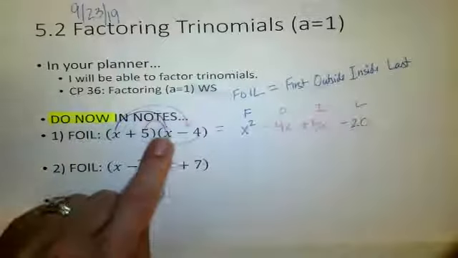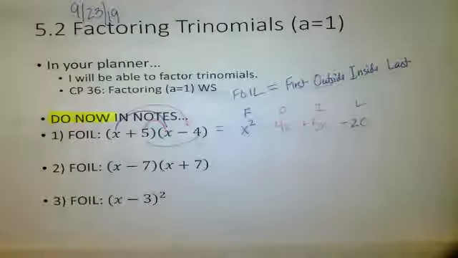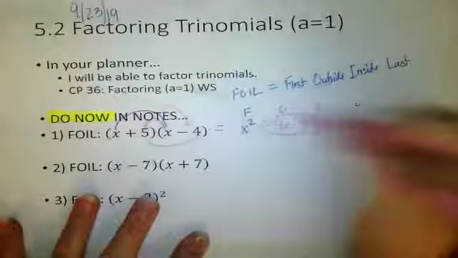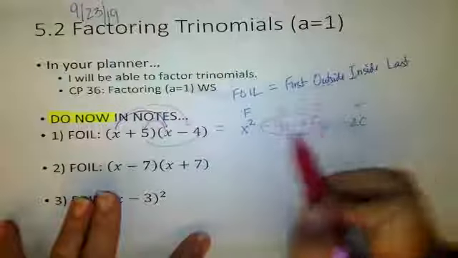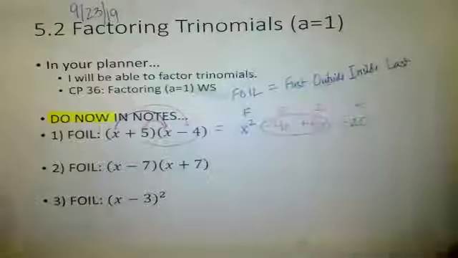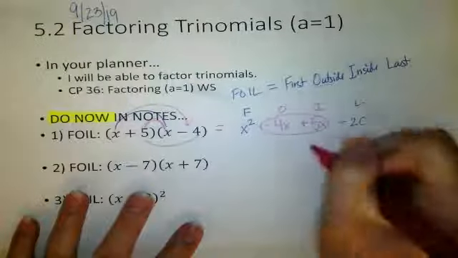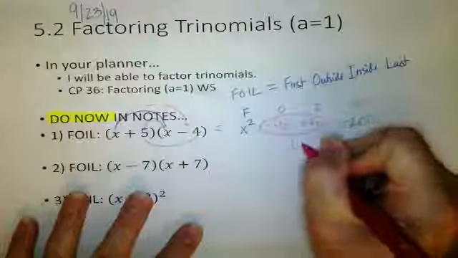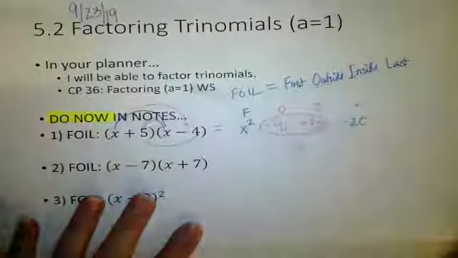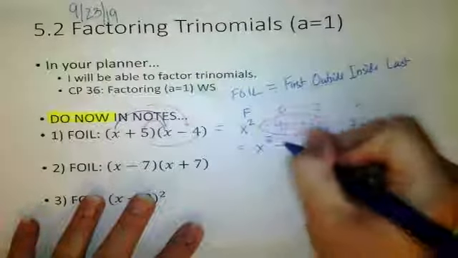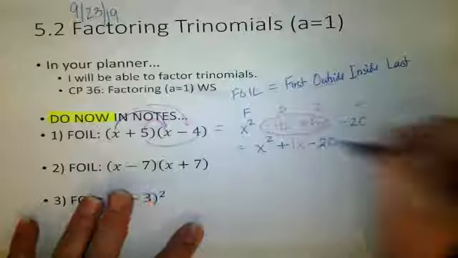And then, I'm not going to say every single time, but nearly every time, the O and the I can combine because they're like terms. And we combine those, and that gives us 1x, right? -4 and a positive 5 is 1x. So we can combine those terms to get x squared plus 1x minus 20.